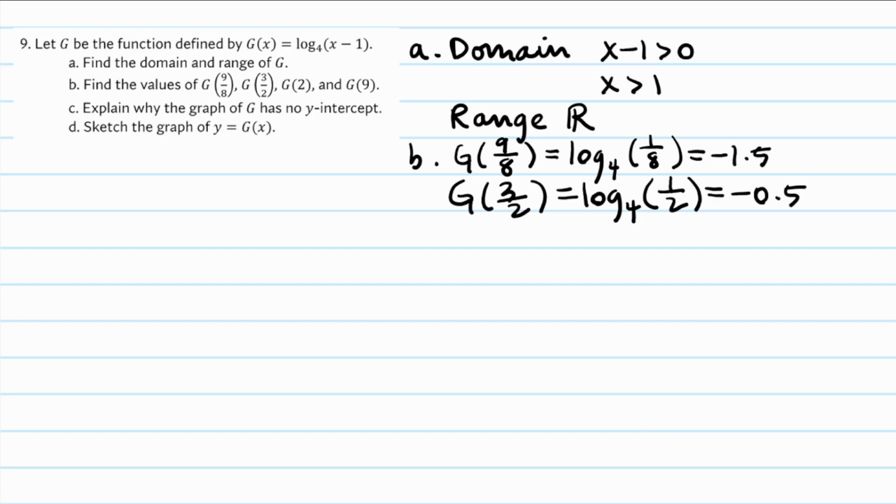And g of 2. I think, what exponent do I put on 4 to get 2? I think we can do that one without writing it out. That's going to be 1/2 because the square root of 4 is equal to 2, and 1/2 is the exponent you put on something to take the square root of it. And then the last one's going to be g of 9.